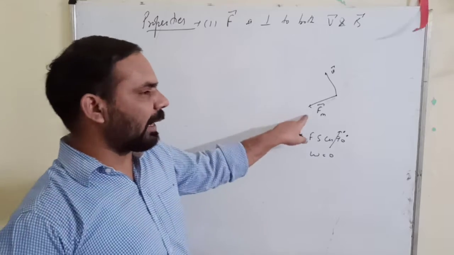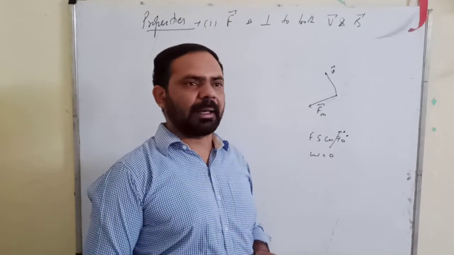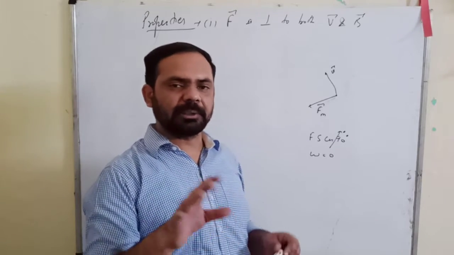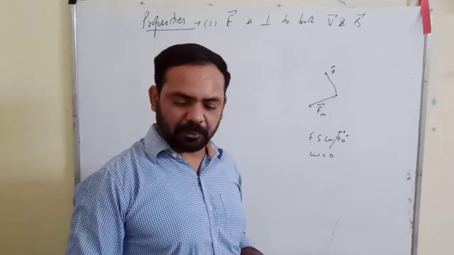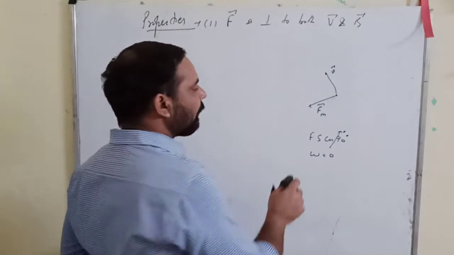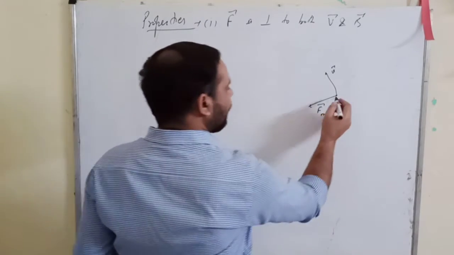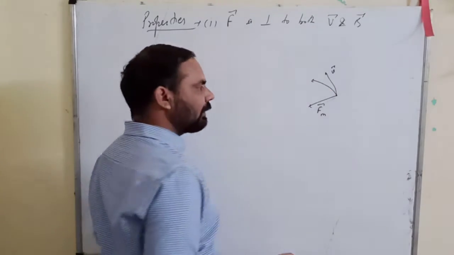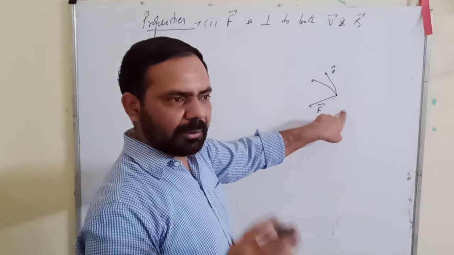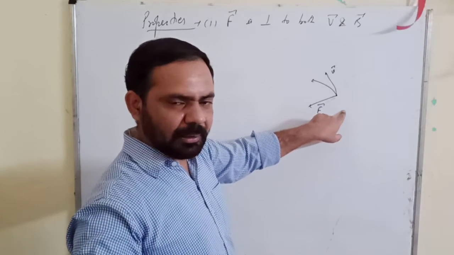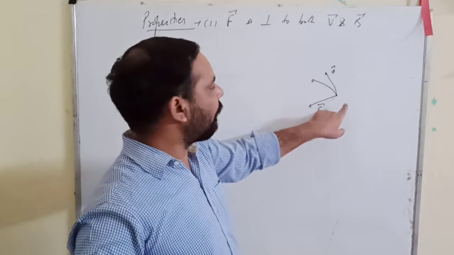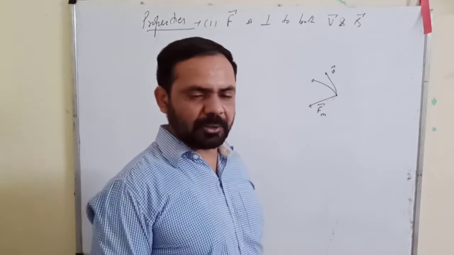This means the magnetic Lorentz force cannot speed up or slow down the charge. It cannot do any work on the charge. The only thing it can do is change its direction. It can change the direction of the moving charge. It cannot change the magnitude of the speed. It cannot change the speed. Only the direction can change.